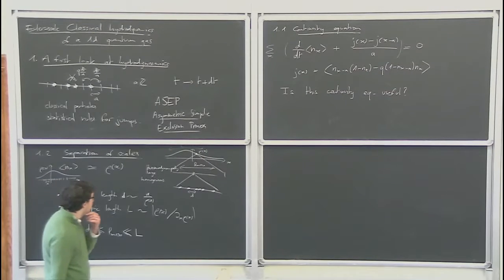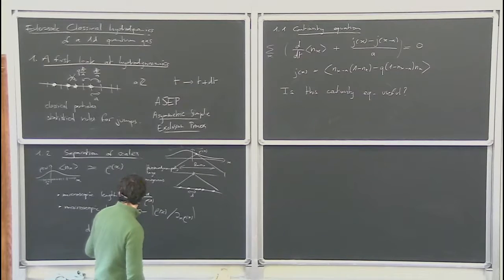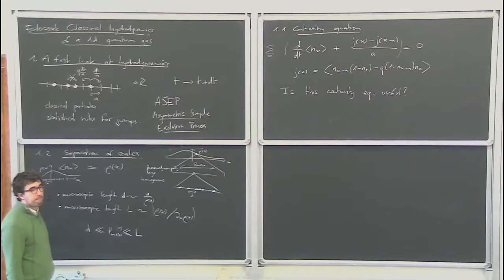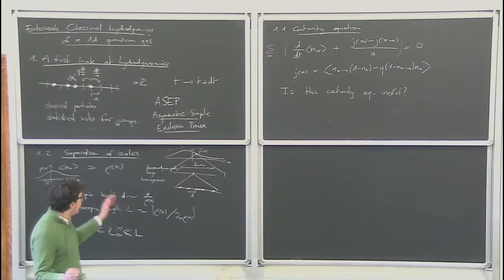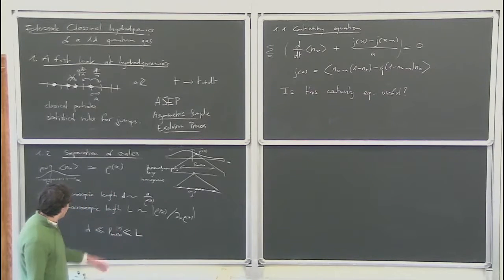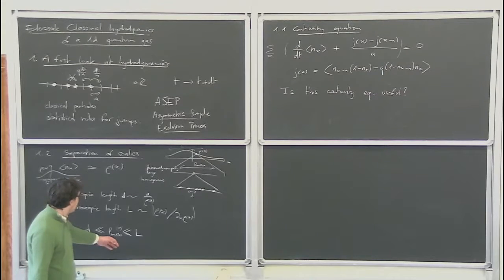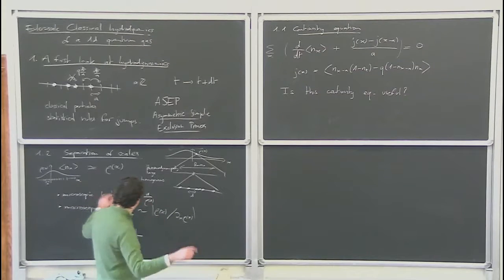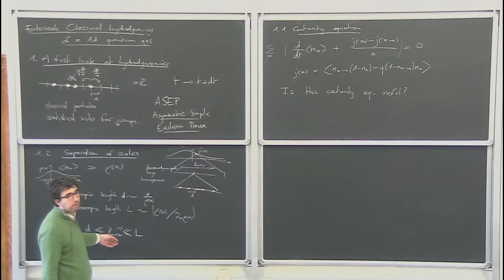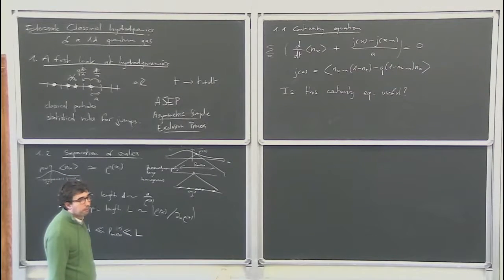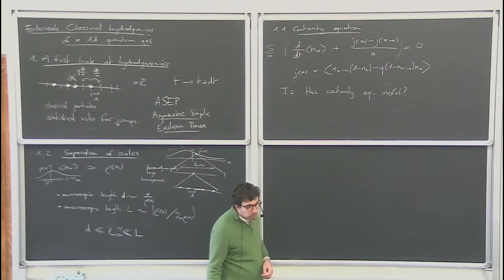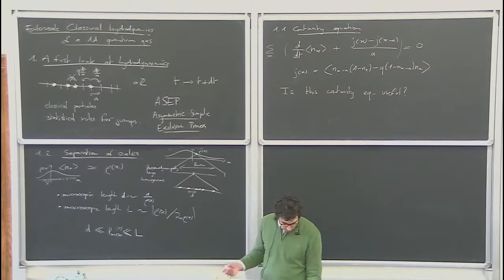Yes, the length scales are x-dependent. So there's a mesoscopic scale here which depends on x. This scale here depends on x, yes. And I don't need to assume it's uniform or anything, but if you feel more comfortable, you can take it to be homogeneous if you want, but it's not necessary. You just need this locally.